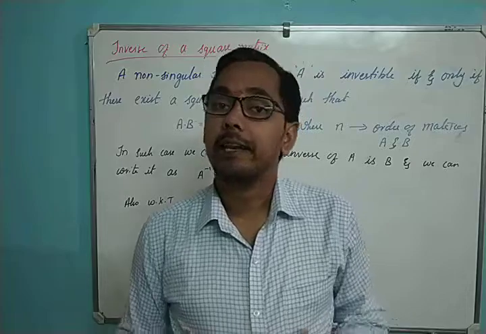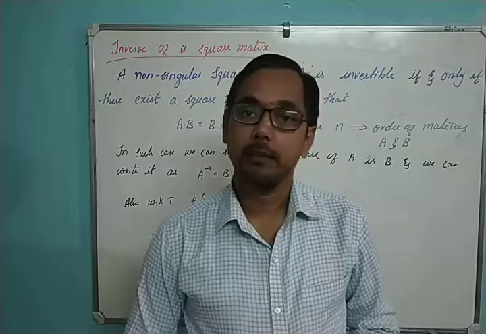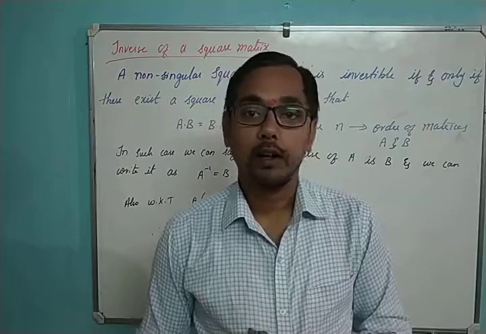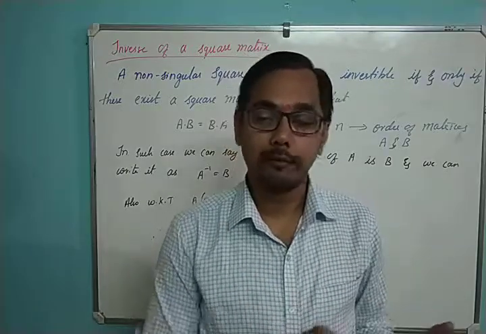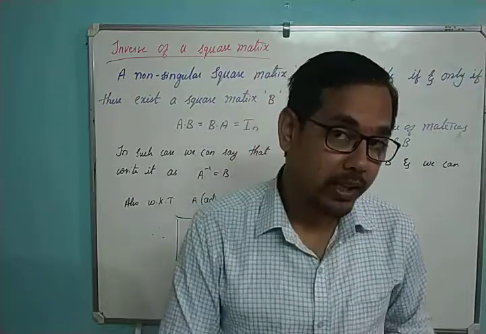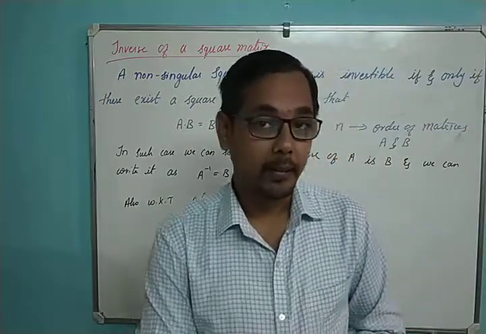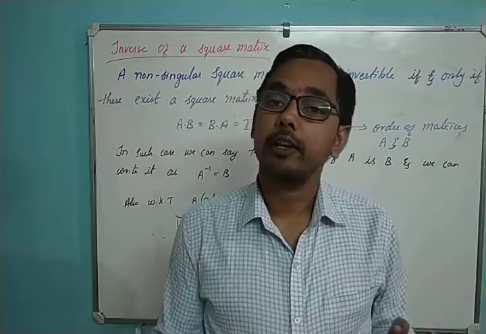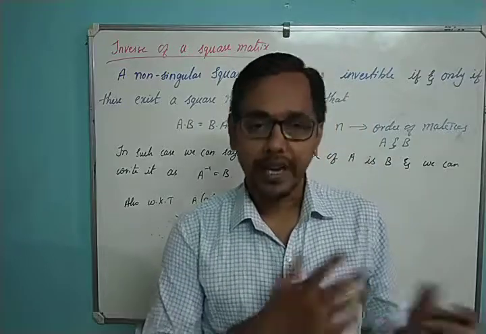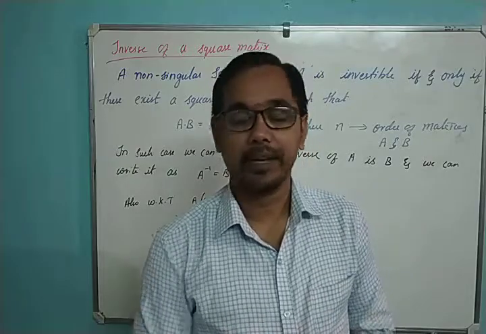What is the second condition? If I multiply A into B, that should be equal to B into A. Generally, in matrix multiplication, A into B will not be equal to B into A, because we have seen that when solving NCERT matrices. But if A into B is equal to B into A, and in turn that is equal to I, the identity matrix, or I_n, where n is the order of matrices A and B. The same order should be taken for I also.